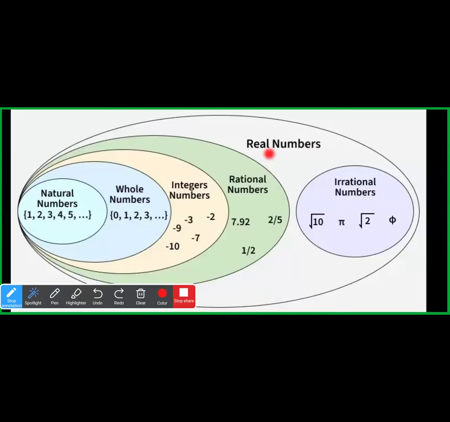So in real numbers, first we have natural numbers. Natural numbers are the counting numbers. Counting numbers means the ones which you use for counting purposes. Like suppose if I ask you how many books you have, you will say two books, three books. So that means 1, 2, 3, 4, 5, and so on, infinite numbers. So natural numbers are the counting numbers.